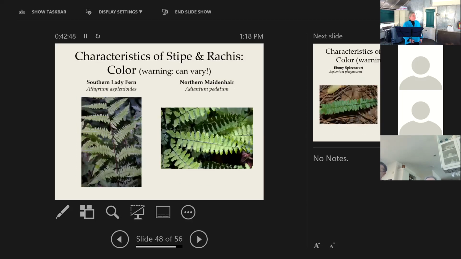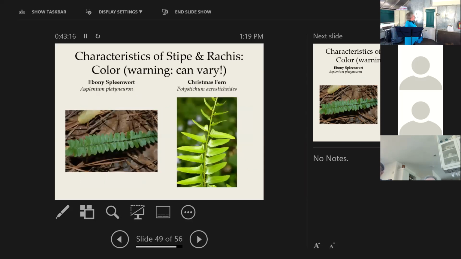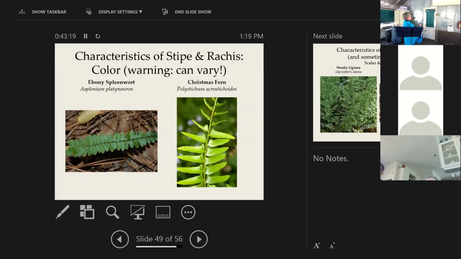Well, a few other characteristics we can look at. What's the color of the stipe and the rachis? Sometimes it's pretty distinctive. The lady fern has a reddish purple rachis and stipe. Larry Mellichamp likes to say that's because Southern ladies like to wear their lipstick. The northern maidenhair fern, the stipe and the rachis can be a shiny, deep purple or black. Very beautiful. Ebony spleenwort has a purplish to brownish rachis and stipe.